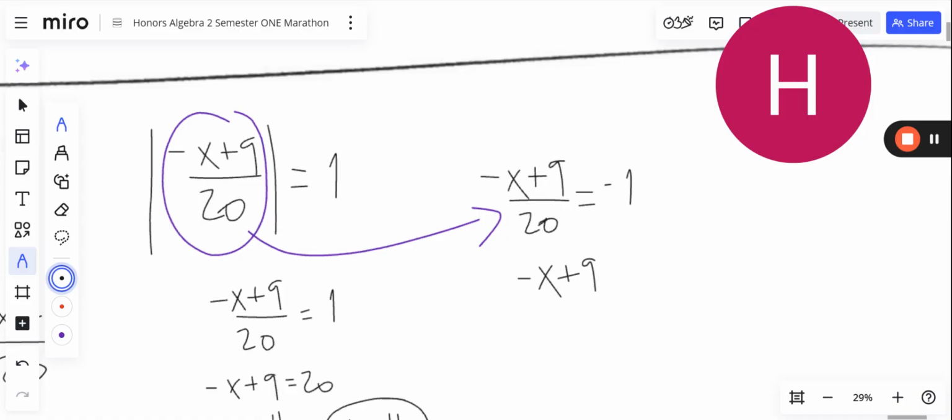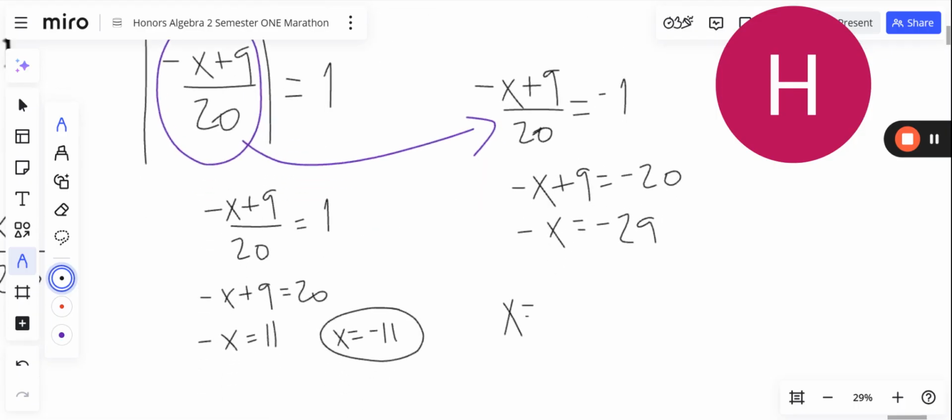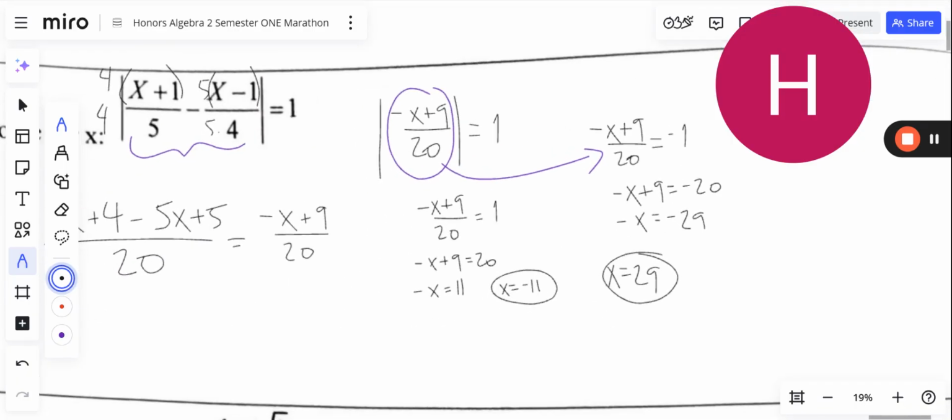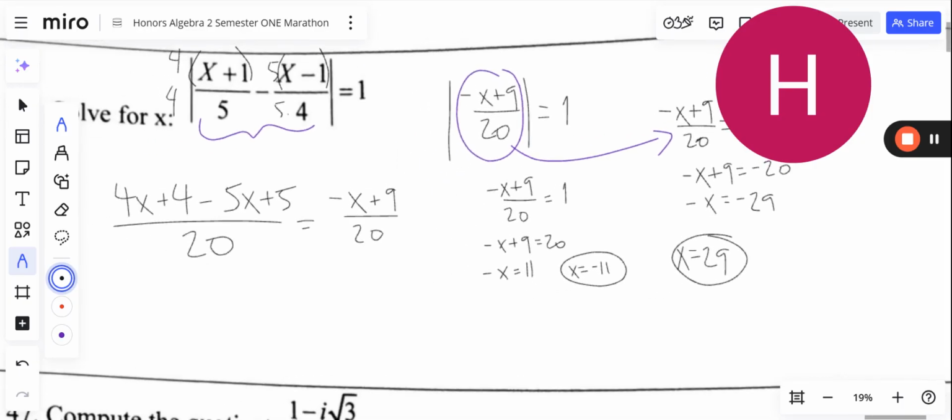Negative x plus 9 equals negative 20, which means negative x equals negative 29, or just x equals 29, which seems like some tough numbers to work with here. How do we know that they work out so nicely? Do they work out so nicely? Well, you can check them.